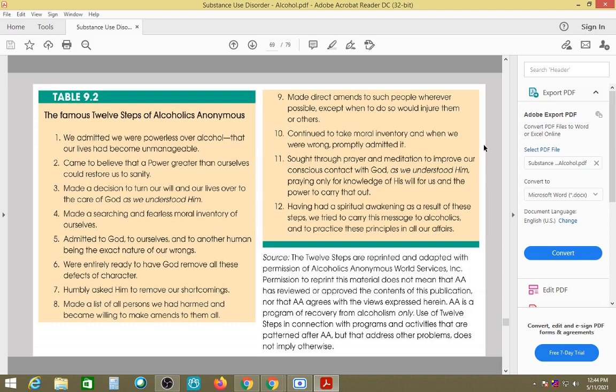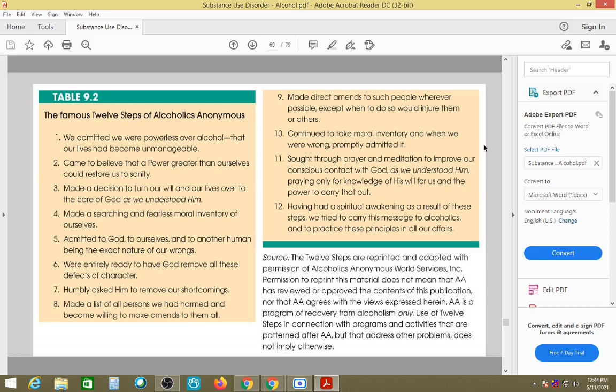8. Made a list of all persons we had harmed and became willing to make amends to them all. 9. Made direct amends to such people wherever possible, except when to do so would injure them or others. 10. Continued to take moral inventory and when we were wrong, promptly admitted it. 11. Sought through prayer and meditation to improve our conscious contact with God as we understand Him, praying only for knowledge of His will for us and the power to carry that out.